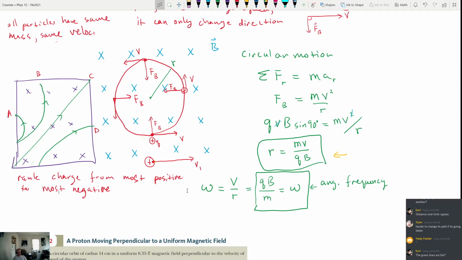The green lines are the paths of the particles. So each of those green lines represents the path of a particle. The magnetic field's pointing into the page with the purple lines. I should have made that more clear. These are magnetic fields pointing into the page. And we just want to figure out, rank the charges from the most positive to the most negative.